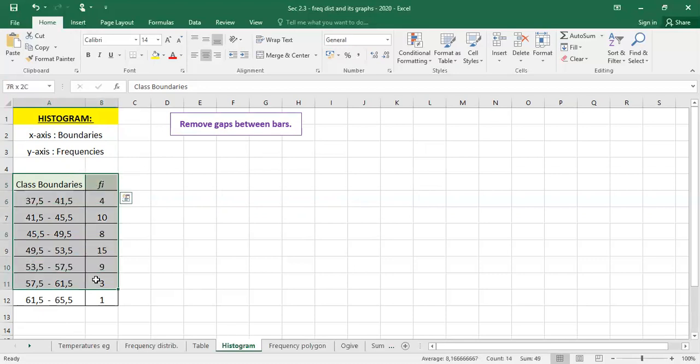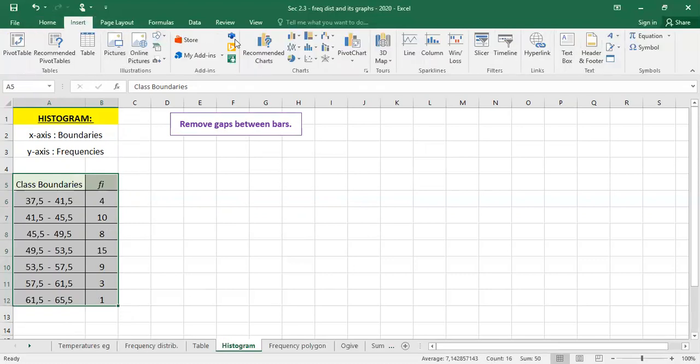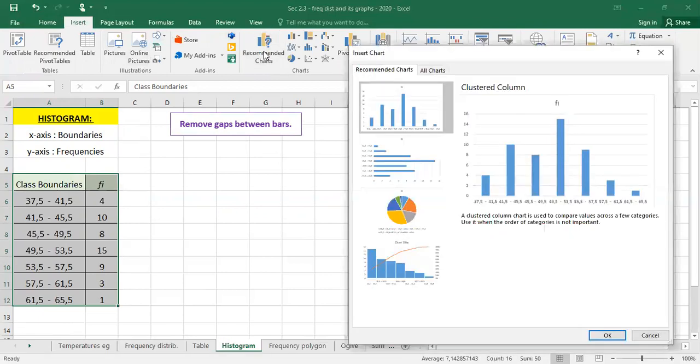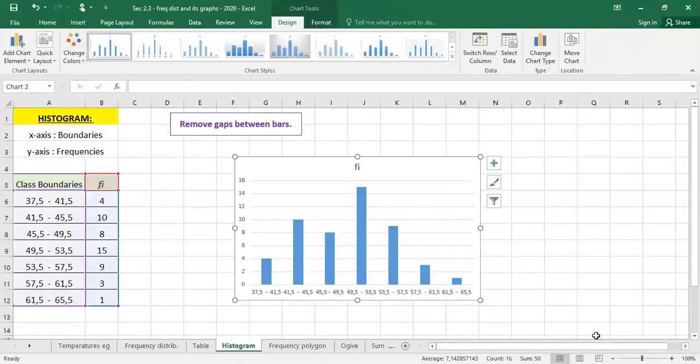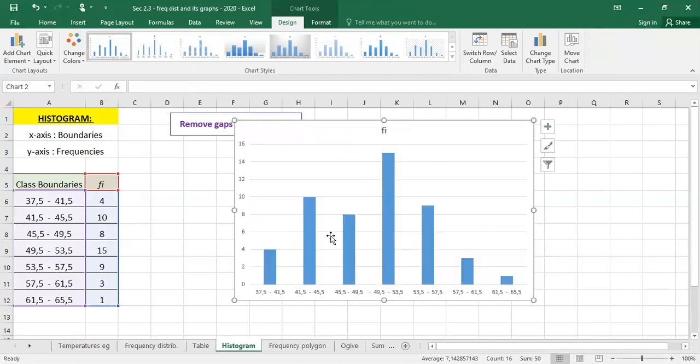So we select everything, including the titles, go up to the top, use the insert tab, recommended charts. Automatically, it gives us a bar chart. That's what we want. So we go okay. But now here, let me make this a bit larger.